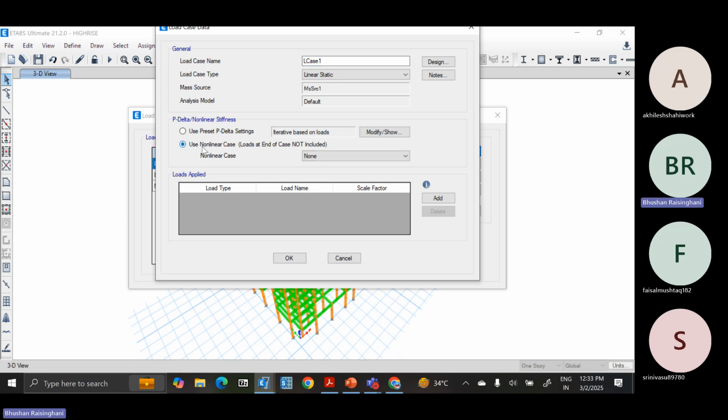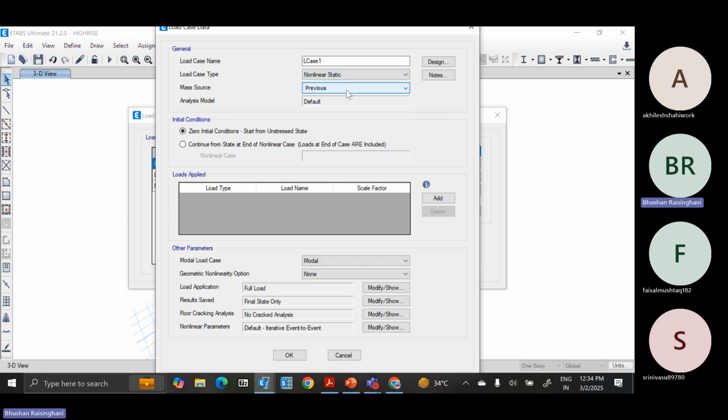Or you can use nonlinear case, load at end of, so nonlinear case, you have to specify that way. But we always prefer the initial preset P delta option. In this, you can also go with the nonlinear static with the mass source.